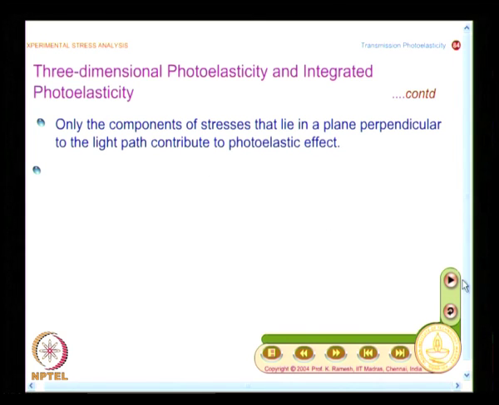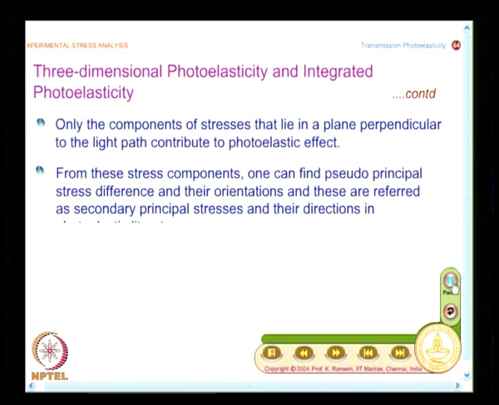So, in a 3-dimensional problem, I will try to find out what are known as pseudo principal stress differences, because you will have a stress tensor in general, a 3 by 3 matrix, and you will have to evaluate depending on the direction of the light. So, light path is also very important, and we should find out stress components perpendicular to the light path. And from a solid mechanics point of view, you will have at the point of interest principal stresses and their orientation. Those definitions change when we want to apply photoelasticity. So, I will essentially get only pseudo principal stresses in a plane perpendicular to the light path.